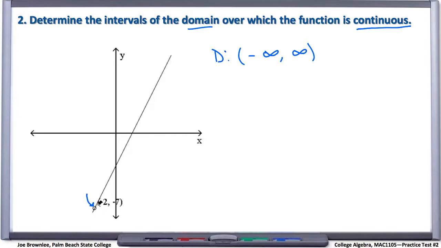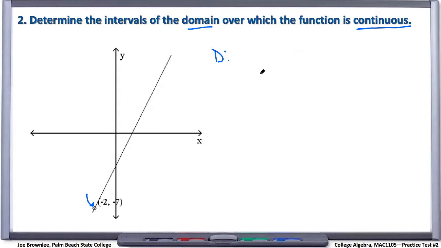So because there's a discontinuity right here, the graph doesn't exist, we can't say the domain is from negative infinity to positive infinity, because that's not true. The graph doesn't exist right here. And because we're talking about domain, this is a domain interval, we're going to have to adjust this negative infinity to positive infinity to take into account the fact that our line doesn't exist when the x value is -2.